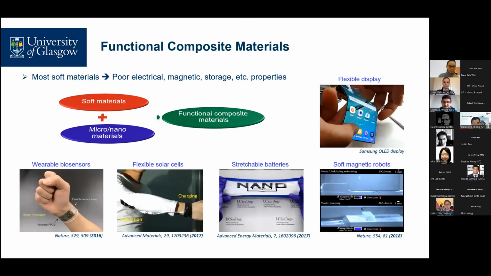To make devices or robots out of soft materials, we often work with polymers and elastomers. However, one of the key challenges in most soft materials is that they usually have poor electrical, magnetic, storage or other properties which we are interested in. That's why the current trend is to combine soft materials with micro and nanomaterials in the form of functional composite materials. Examples of functional composite material-based devices include flexible displays, wearable biosensors, flexible solar cells, stretchable batteries, soft magnetic robots, etc.